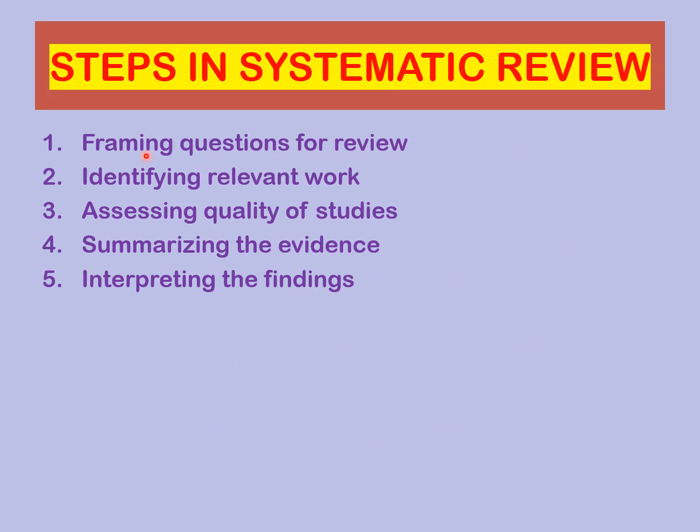So let's understand the steps in systematic review. The first one is to frame questions for the review. Second one is to identify relevant work. Third one is to assess the quality of the studies. Fourth one is to summarize the evidence. Fifth one is to interpret the findings.